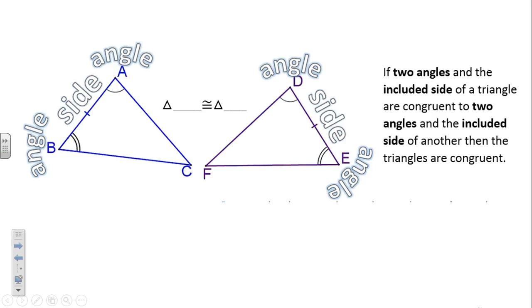We want: if two angles and the included side of one triangle are congruent to two angles and the included side of another, then that's going to make those triangles be congruent. Remind me, what does included mean?